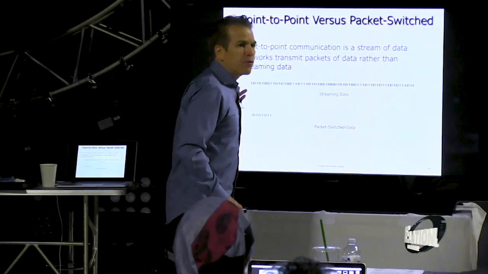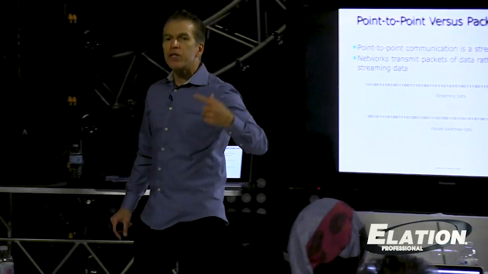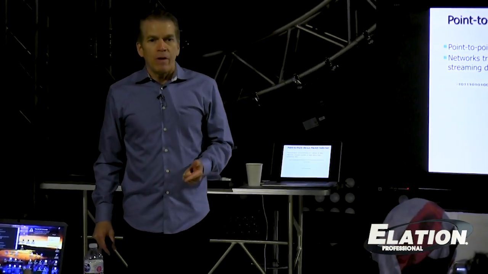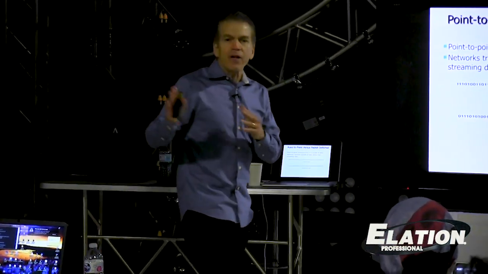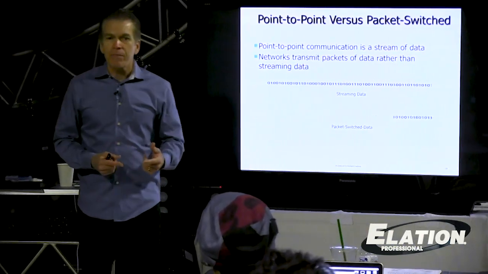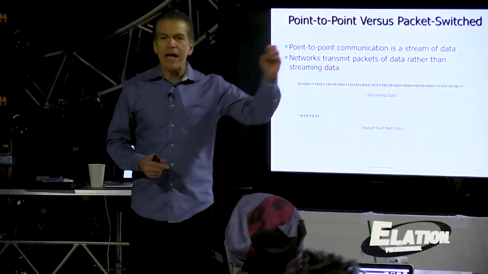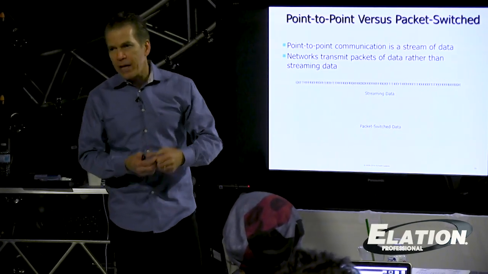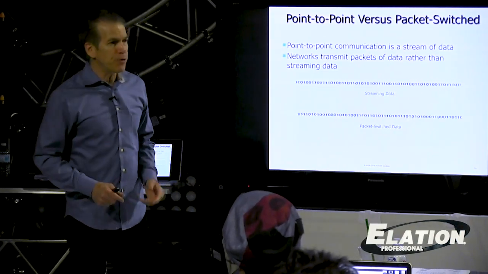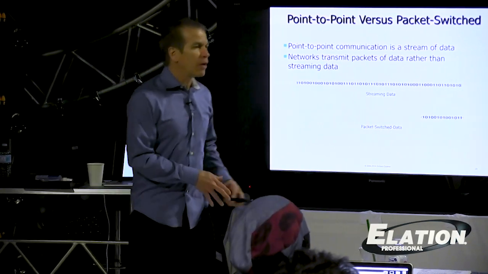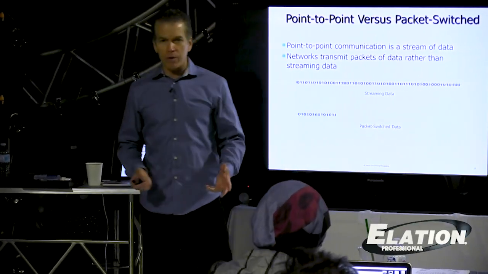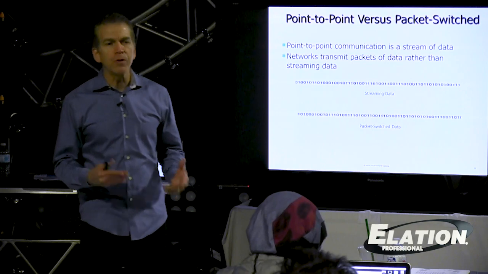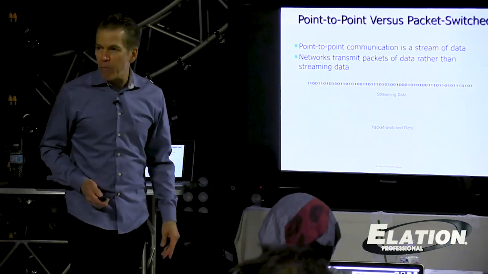Now, we don't just throw the data out on the network in a continual stream of data. What happens is the console will generate some data, put it in a packet, and send it out across the network, and then the receiver gets it and takes the data out of the packet and uses it. So this is what we call a packet-switched network. All the networks that we're using are packet-switched networks.